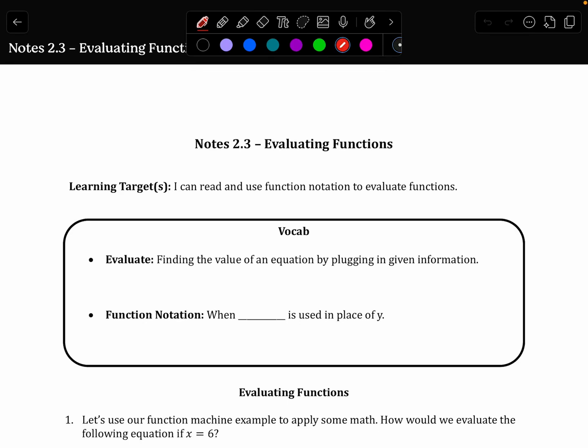Good afternoon, everybody. We are going to be going over our 2.3 notes, which is evaluating functions. The learning target today is I can read and use function notation to evaluate functions.